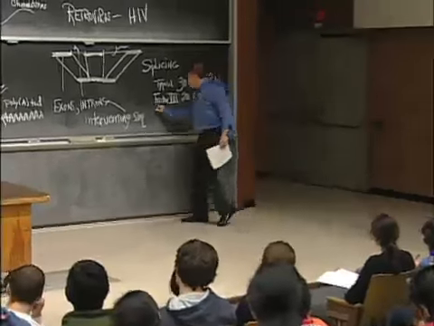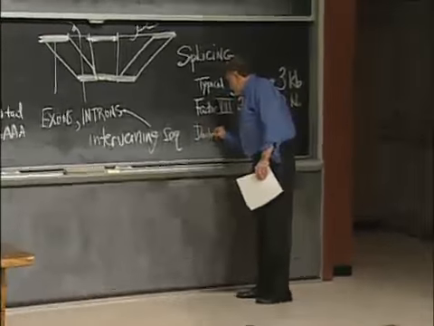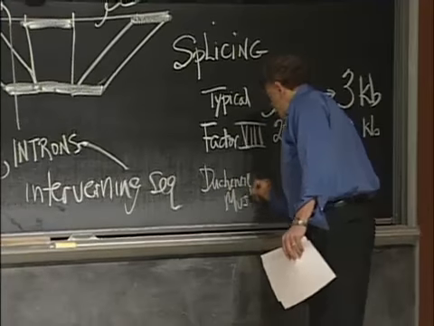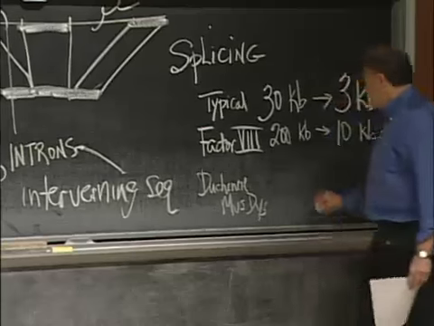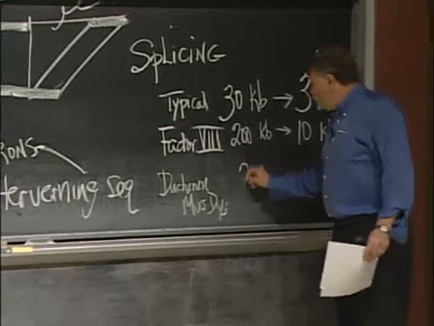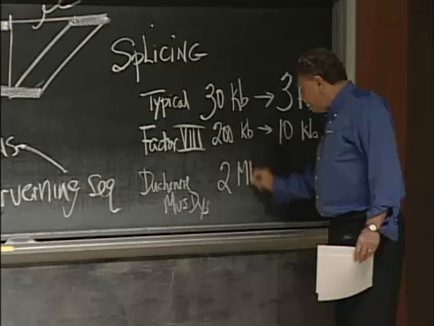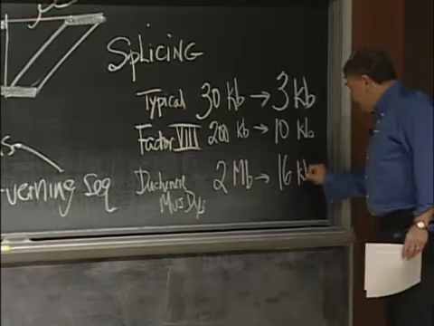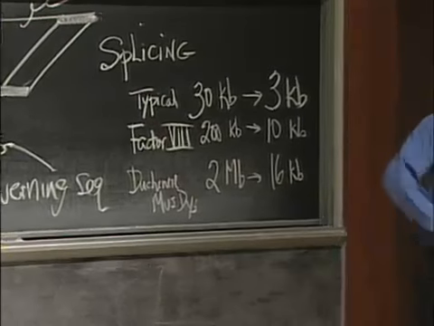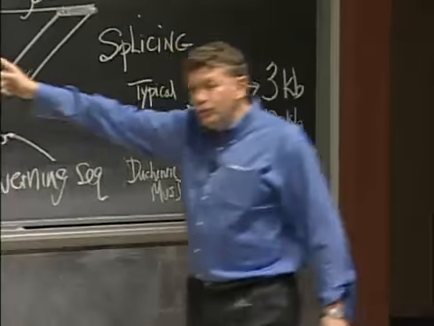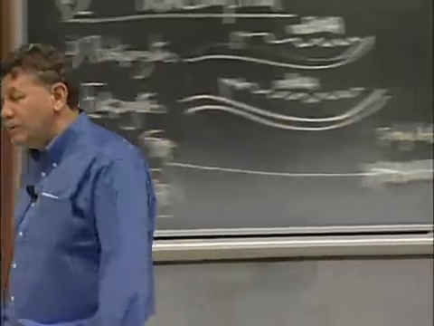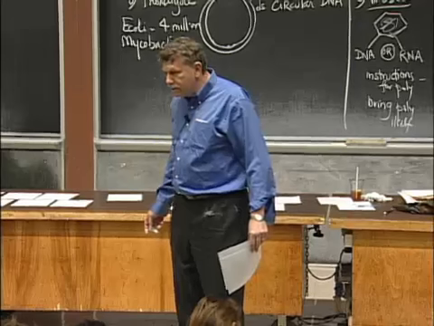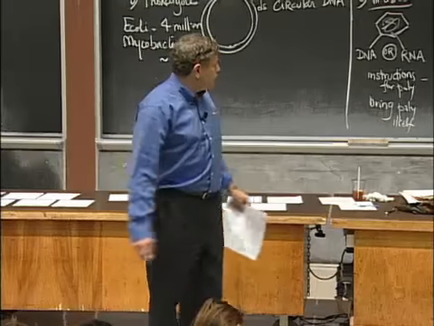The winner, the Duchenne muscular dystrophy gene, starts out at 2 million bases, and it gets cut down to 16,000 bases. You make 2 million bases of RNA, and you throw out almost the entirety of it and retain only 16,000. What a waste. Why do this?